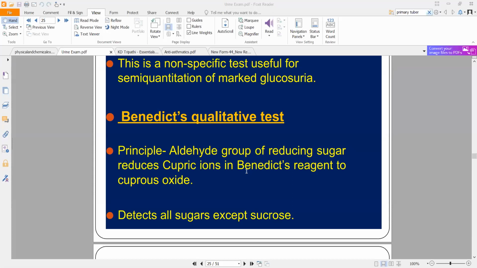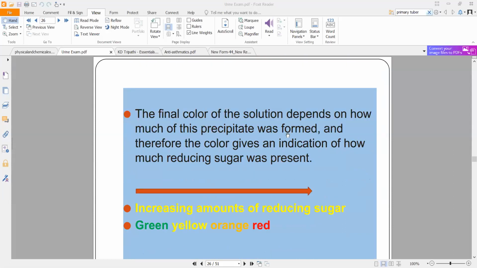But basically the principle of the test is the aldehyde group of your reducing sugar. If there is reducing sugar in your urine, what will happen is, as you add Benedict's reagent, that fellow will get reduced. That is the principle basically, right? Now it will change color, and depending on the amount of sugar present in your urine, you will get different grades of colors, or different colors altogether, because the final color of the solution depends on how much precipitate was formed, and therefore the color gives an indication of how much reducing sugar was present.